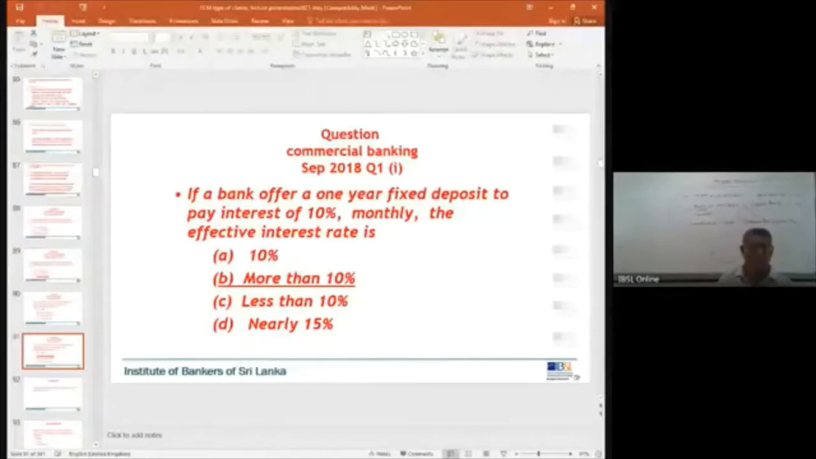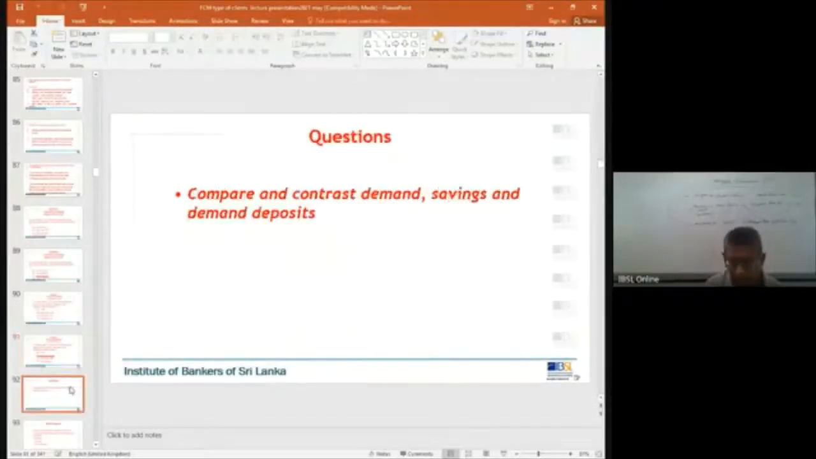Your effective rate of interest is more than the annual rate if I take the interest before one year, maybe monthly, daily, or quarterly. So your effective rate is always more than 10%. But if your fixed deposit is for more than one year, then the annual interest is 10% and your effective rate is always less than 10%. So that's the principle. What is missing here? In that case you do not get the compound interest. In less than a year, you get the compound interest. I hope you understood.